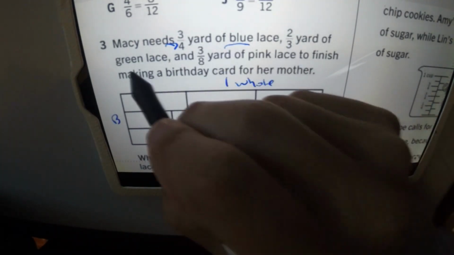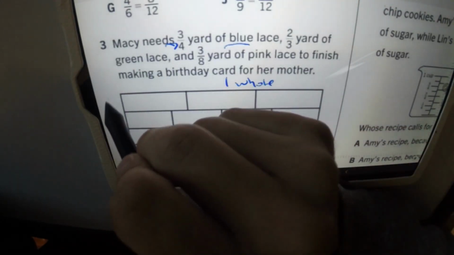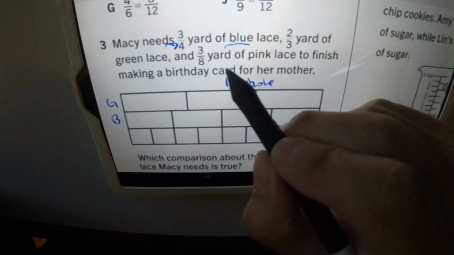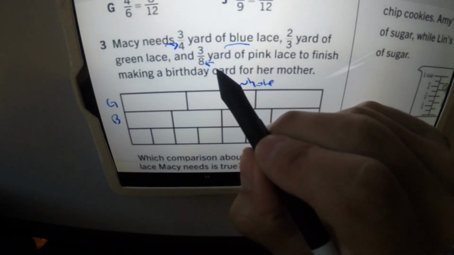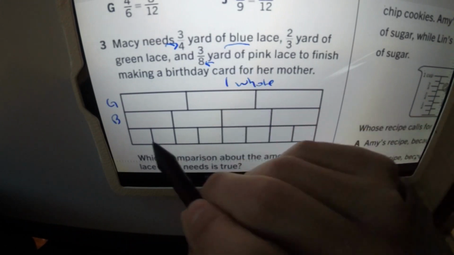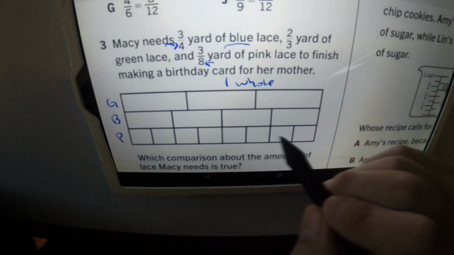3 pieces, green lace. That's got to be this one. 1, 2, 3. So this is green. And then 8. See the bottom 8 right here? Pink. So 8 total pieces of pink. That's got to be the bottom one. It's pink. 1, 2, 3, 4, 5, 6, 7, 8. Right?